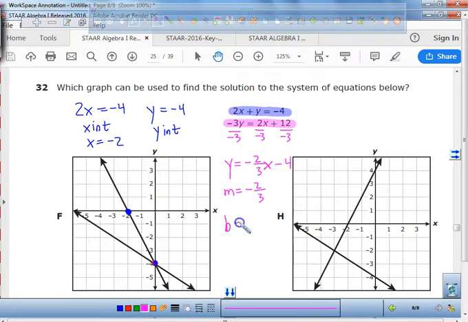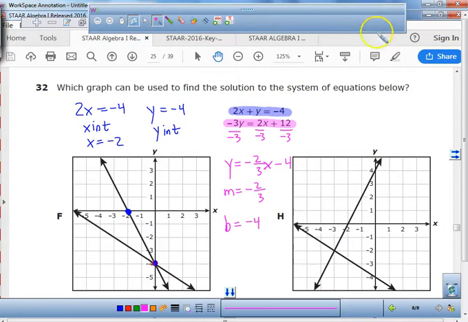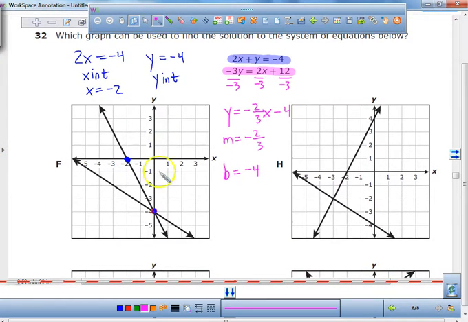Negative 2/3. What's my y-intercept? Negative 4. And here we go. You see that point right there? There's -4. What does this line do? Does it go down 2 and over 3?